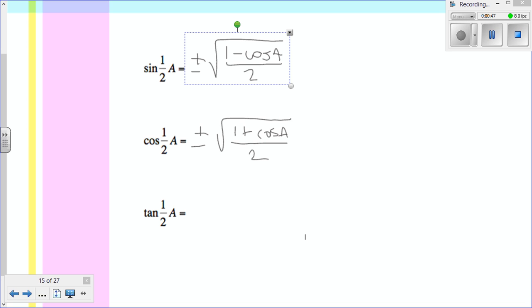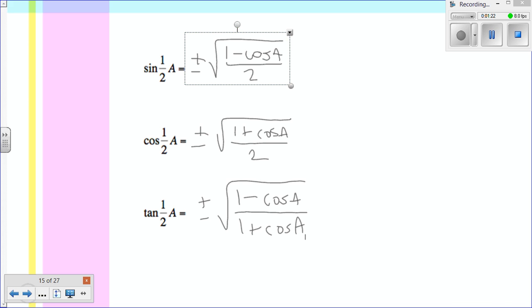And the formula for tangent is plus or minus square root of 1 minus cosine a over 1 plus cosine a. And if you notice, the formula for tangent is very similar to the sine and cosine put together. It's both their numerators. And if you were to do sine divided by cosine, this is what you would get.